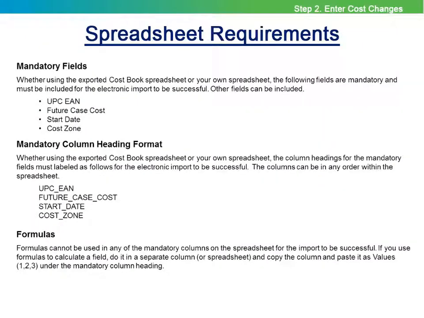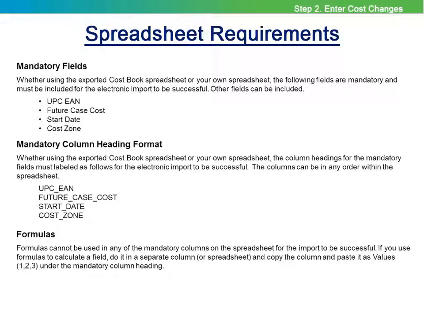You can use the exported costbook spreadsheet or your own spreadsheet to enter and import cost changes. The mandatory fields must be included for the electronic import to be successful. Other fields may be included. The mandatory fields are UPC EAN, future case cost, start date, and cost zone.